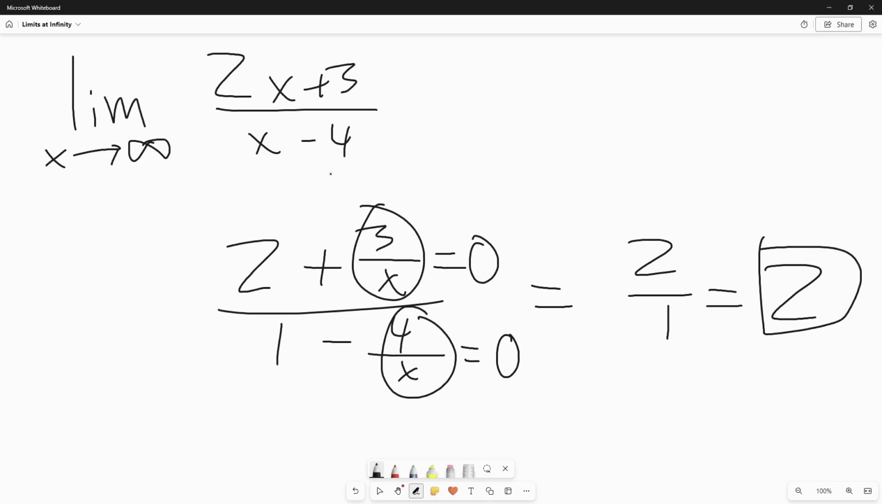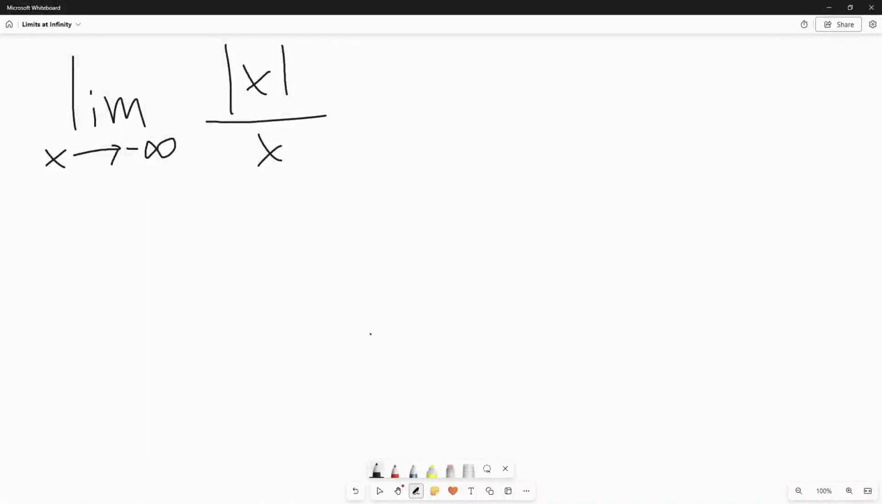This is the way to solve these types of problems, algebraically or just thinking about it, because you're not going to be able to plug in infinity into any of the expressions you're given. Now, let's do another example.